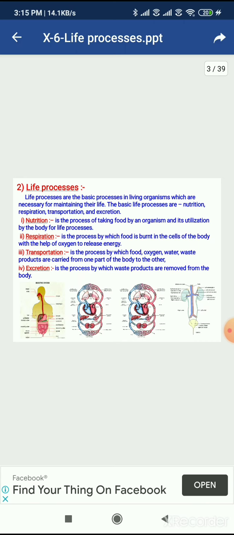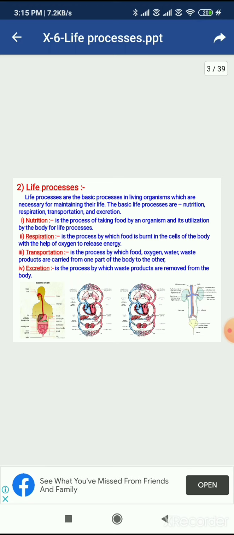Next is transportation. Transportation is a very important process. It is a process by which food, oxygen, water, waste products are carried from one part of the body to the other. And last but not least is excretion. Excretion is the process by which waste products are removed from the body. Yes, students, these all processes are quite important and they are very essential for the maintaining of life of a living organism. So we will study one by one.